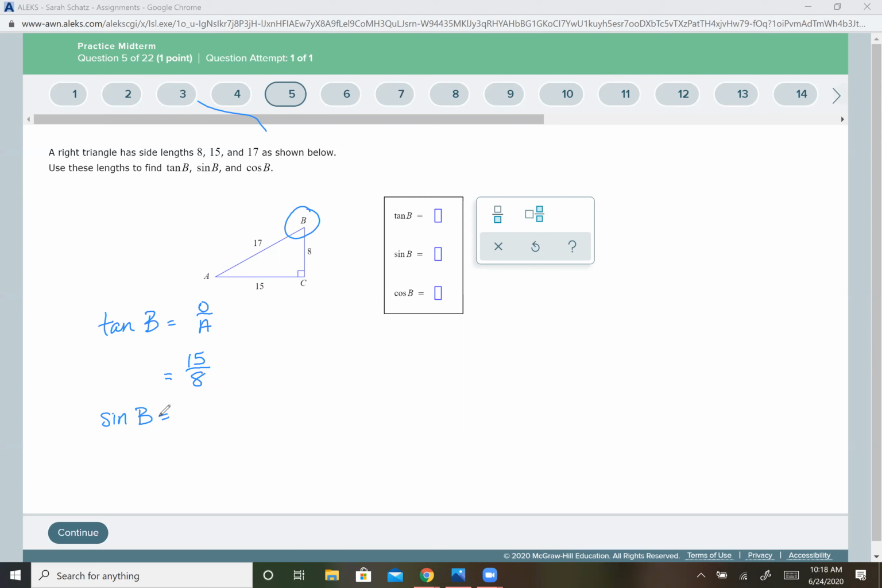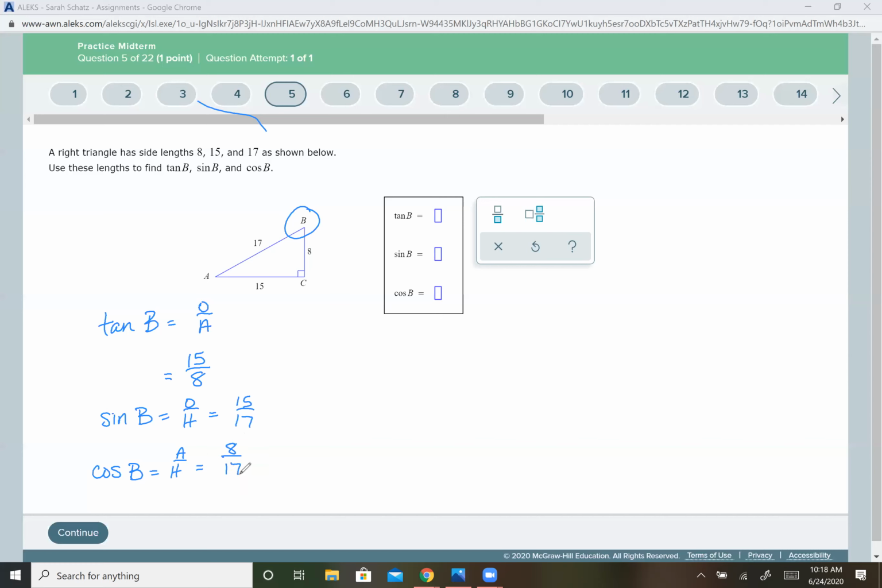Sine B. Remember, sine is opposite over hypotenuse. In this case, opposite is 15 and hypotenuse is 17, so I just write in that fraction. The cosine of B: cosine is adjacent over hypotenuse. For angle B, adjacent is 8 and hypotenuse is 17.